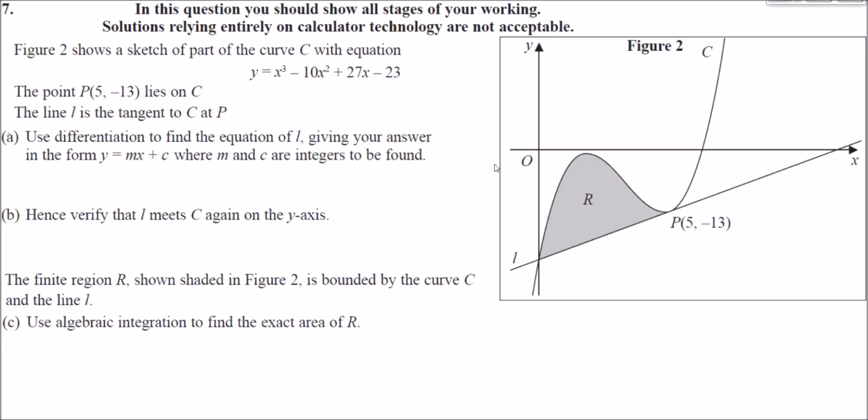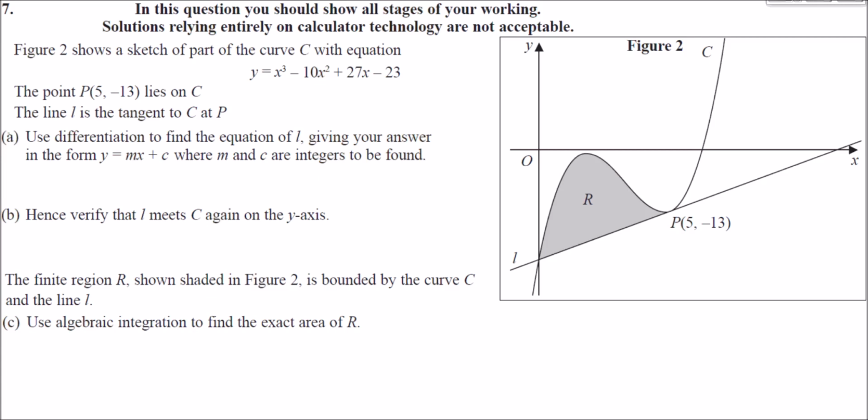Part A, well, I should have explained really about the question, to be fair. We've got a curve C with this cubic equation, x cubed minus 10x squared plus 27x minus 23. The point P, 5, minus 13, lies on C as such, and L is a tangent to C at this point P. So for part A, we need to use differentiation to find the equation of L, given the answer in the form y equals mx plus c, good old GCSE form, where m and c are integers to be found.